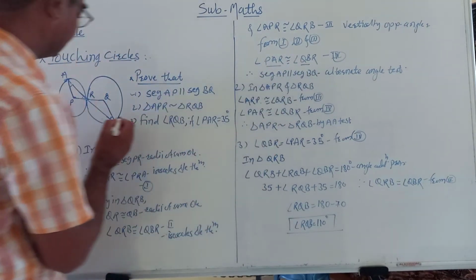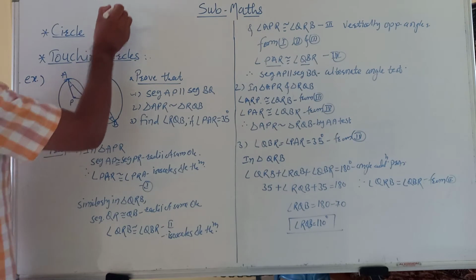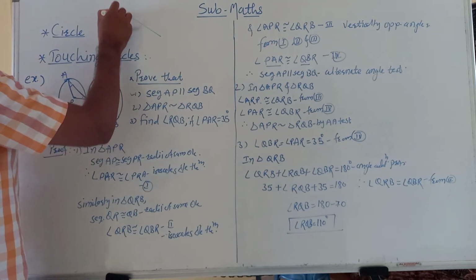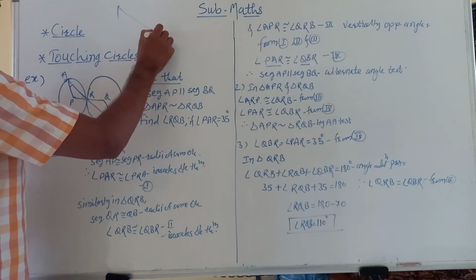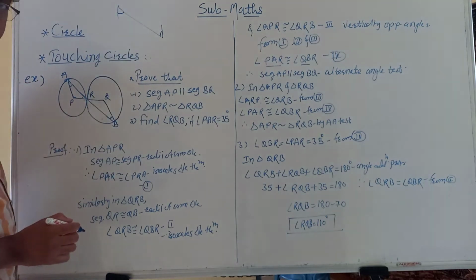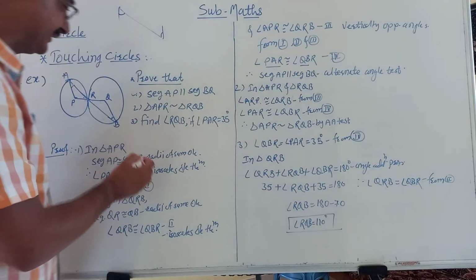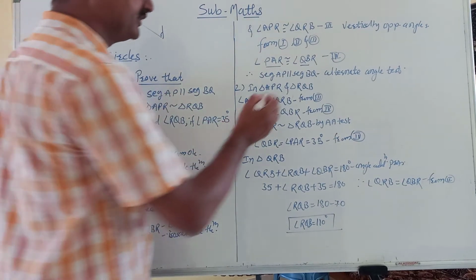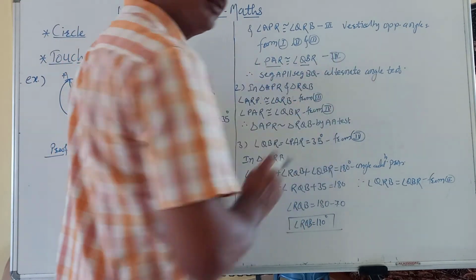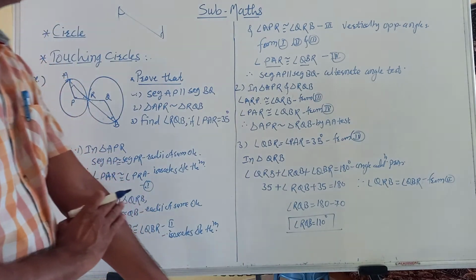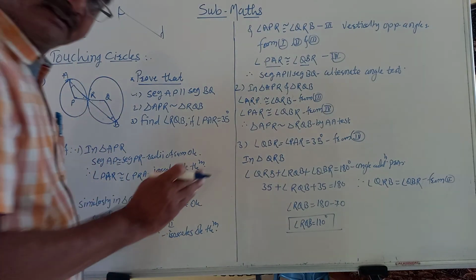So if these two angles are congruent, like this segment, what type of angles are they? Alternate angles. So directly you can say that segment AP is parallel to segment BQ. Here you have to write the reason. Reasons are very important: alternate angle test.